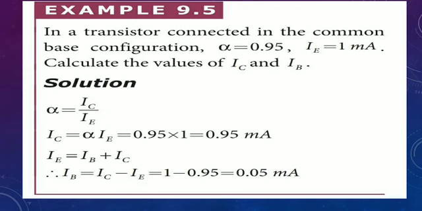In a transistor connected in common base configuration. ஓகே, ஸோ பேஸ் கான்ஃபிகரேஷன் கொடுத்துருக்காங்க. அதோட கெயின் ஆல்ஃபா ஈக்குவல் டு 0.95, எமிட்டர் கரண்ட் இஸ் 1 milliampere. Calculate the collector current and the base current. ஸோ அப்போ நம்ம ஈஸியாக கண்டுபிடிச்சிக்கலாம்.